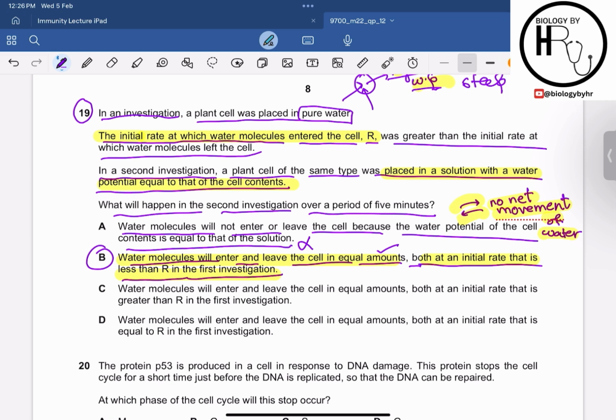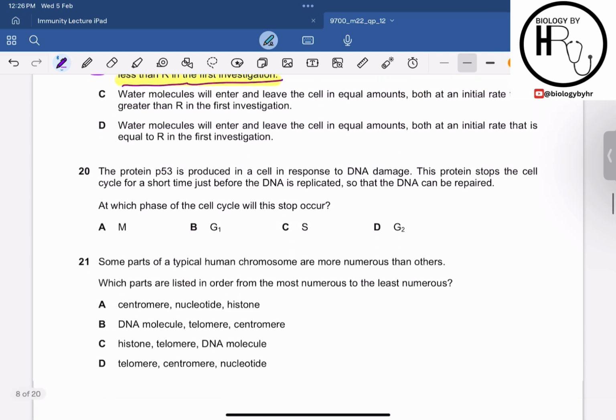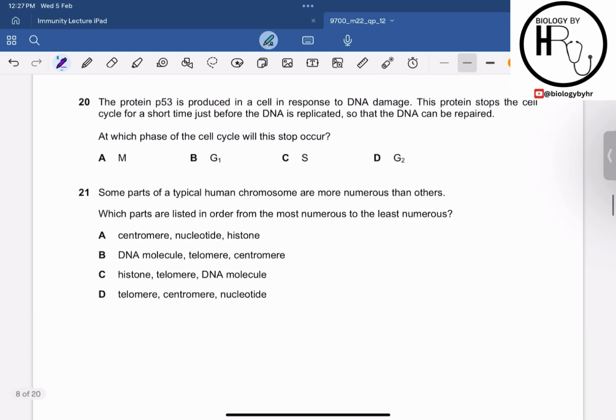I hope this MCQ is clear to all of you. Now let's move on to question number 20. Question 20 says that the protein P53 is produced in a cell in response to DNA damage. This protein stops the cell cycle for a short time just before the DNA is replicated so that the DNA can be repaired. At which phase of the cell cycle will this stop occur?